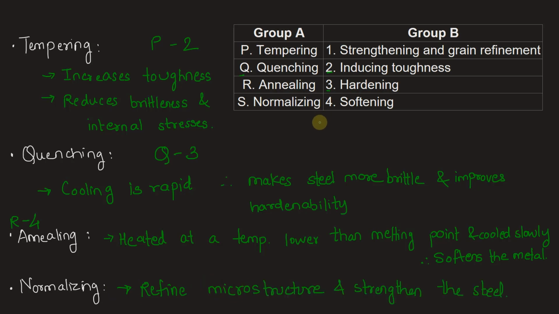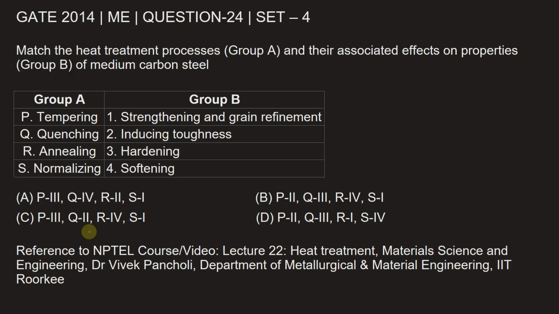As given for medium carbon steel, properties in group A are matched like this with effects in group B. So for point S also we have matched it to 1. We have the order P2, Q3, R4 and S1. Let's see in which option the correct answer is given. P2, Q3, R4 and S1 are given in option B. Option B is the correct one.